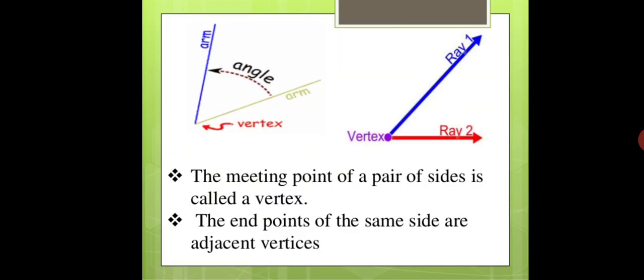The meeting point of a pair of sides is called a vertex. The endpoints of the same sides are adjacent vertices.